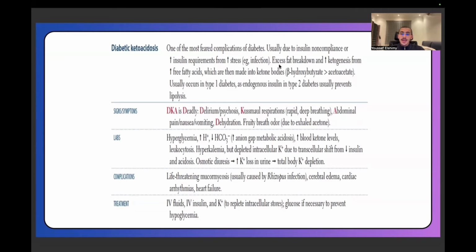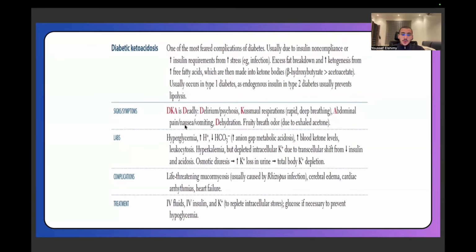What would happen? There would be excess fat breakdown and increased ketogenesis, and this is from the unopposed effect of glucagon. We said that glucagon stimulates ketogenesis, so this would lead to increased fat breakdown and increased ketogenesis from the free fatty acids. These are then converted to ketone bodies, beta-hydroxybutyrate as well as acetoacetate. It's usually more common in type 1, as we said, because in type 2 they have insulin already, so this protects them in a way. But they could still get diabetic ketoacidosis.